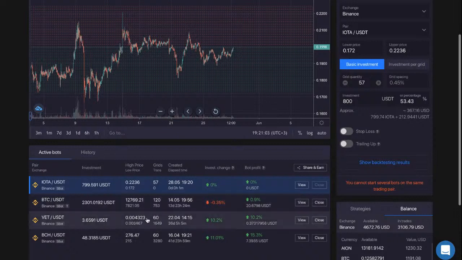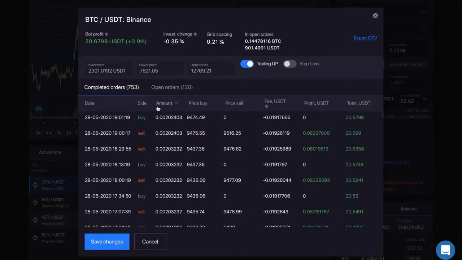If you click on the active bot, which is already trading for you and has some trades, then click on view and you can see all of the completed orders. And here you can get in-depth information regarding the fees that you paid. So that's once again a unique thing that we have at Bitsgap. No other platforms calculate the fees for you. So the bot profit and the total profit that you see is net of all fees.